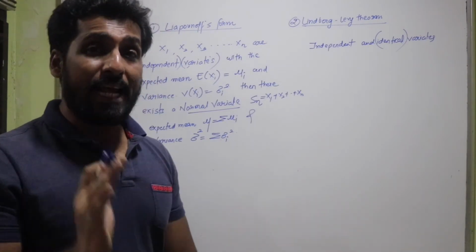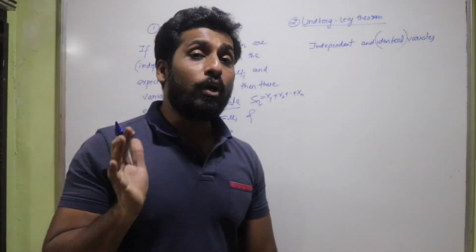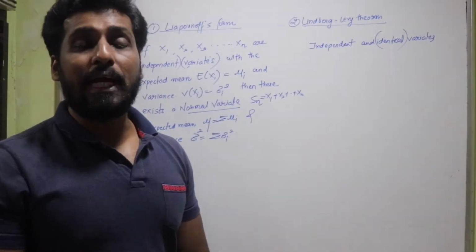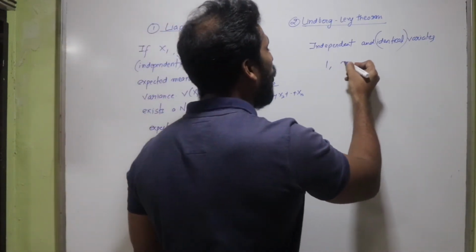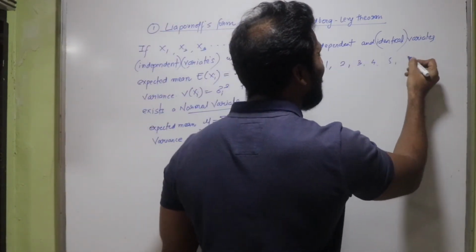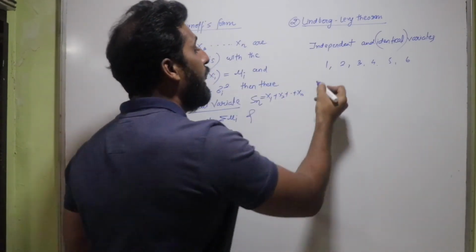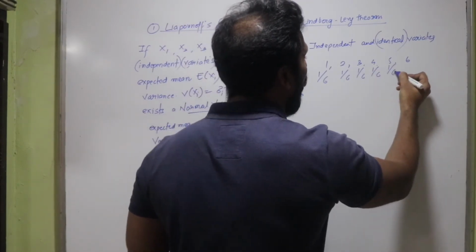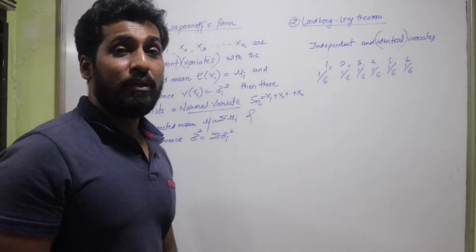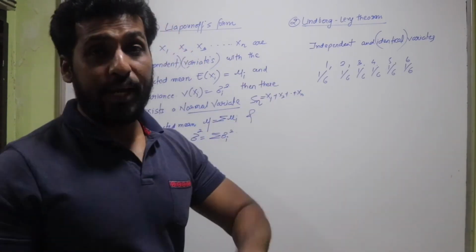Now students, I'm going to take an example where I roll a die. If you roll a die, the outcomes you get are 1, 2, 3, 4, 5 and 6. When you roll a die, the probability of getting any one of the numbers is every time 1 upon 6. The probability never changes, it always remains the same. Such kind of variates are called identical variates.